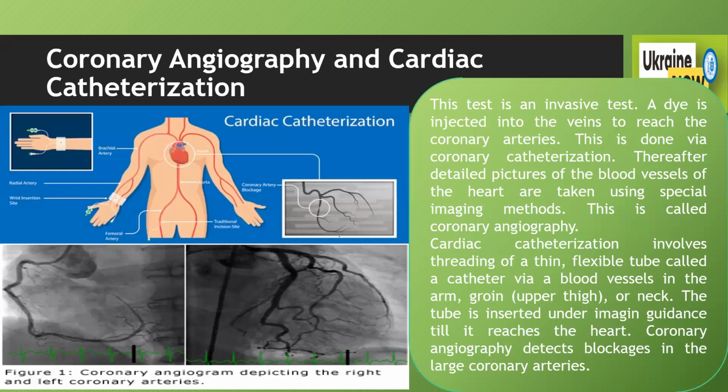One more examination is coronary angiography and cardiac catheterization. So this is an invasive test. A dye is injected into the veins to reach the coronary arteries. This is done via coronary catheterization. Thereafter, detailed pictures of the blood vessels of the heart are taken using special imaging methods. This is called coronary angiography. So coronary angiography detects blockage in the large coronary arteries.